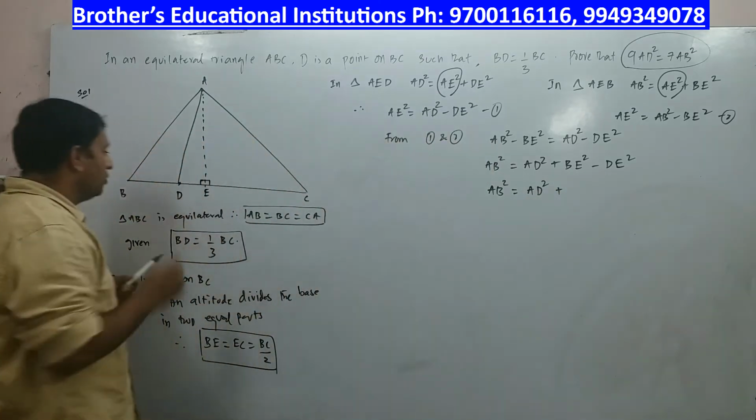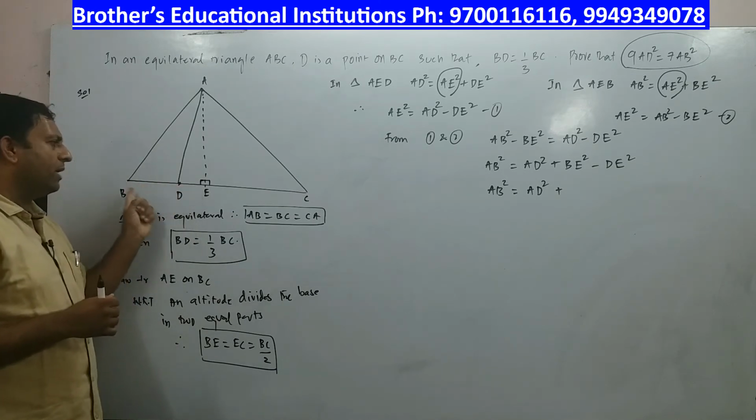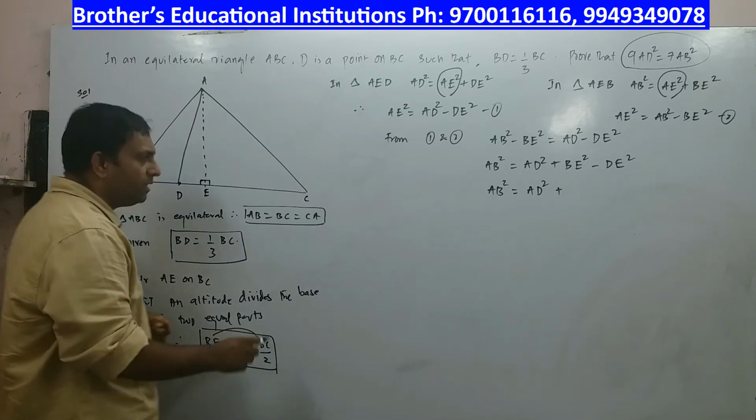Now children, you must have an observation here. What is this BE? BE is nothing but entire BC by 2. BE is nothing but what? BC by 2.